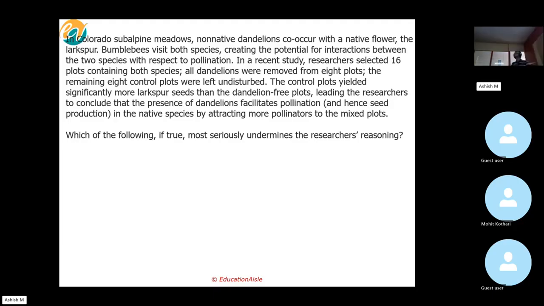What is pollination? Remember, we discussed this as part of reading comprehension vocabulary. If you remember, pollination is essentially the process of reproduction in plants. All right.